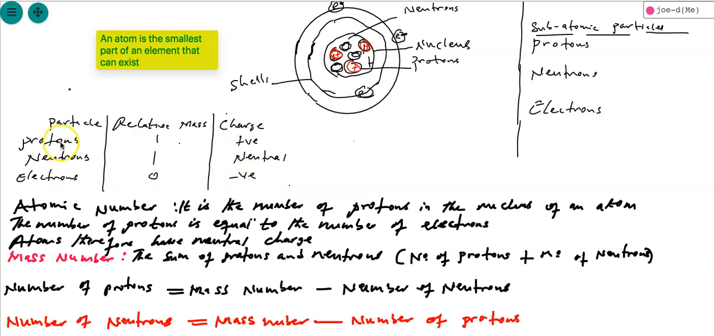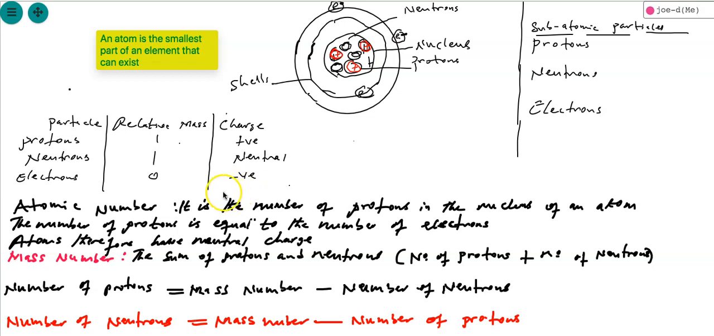Okay, so a recap: protons have a mass of 1 and are positively charged. Neutrons have a mass of 1 and are neutral in charge. Electrons have 0 mass and they are negatively charged. You have to remember this. We will use this in subsequent calculations.